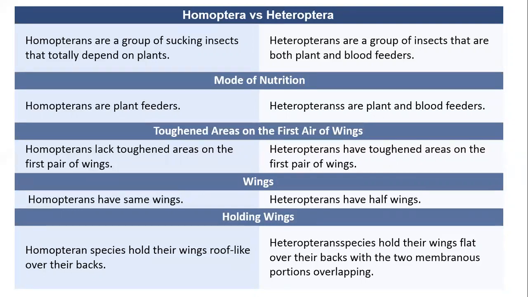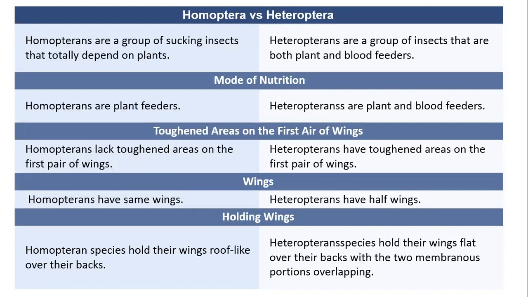Homopterans have the same wing texture throughout, while in heteropterans the forewing base differs from the apical part. Homopteran species hold their wings roof-like over their backs, while heteropteran species hold their wings flat over their backs with the two membranous portions overlapping.